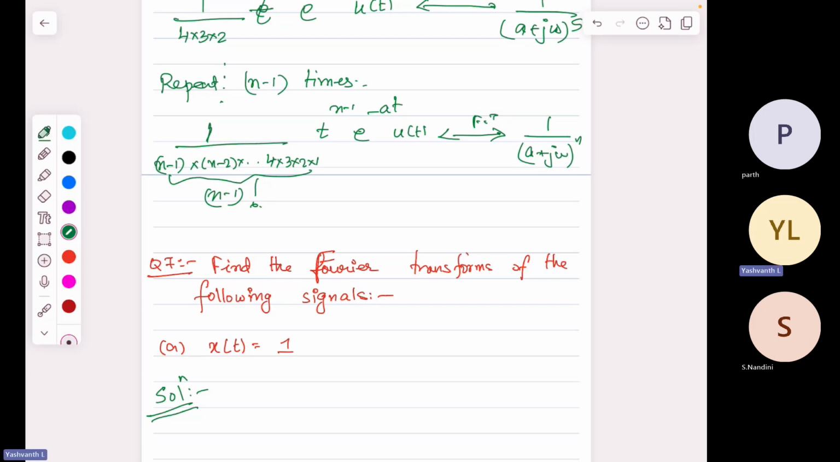Okay, the hint is as follows. If y of t has the Fourier transform capital Y of omega, then capital Y of t will have the Fourier transform 2 pi into small y of minus omega. The duality property. This is the hint.